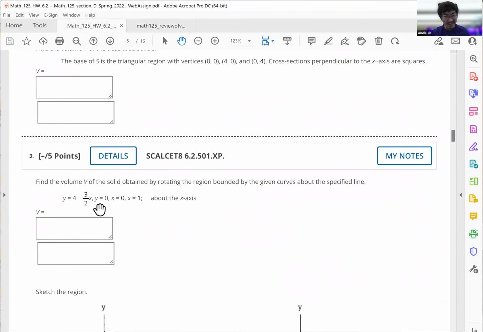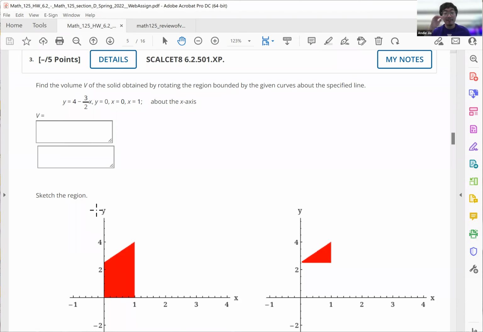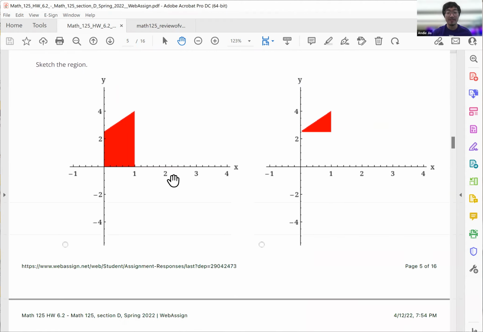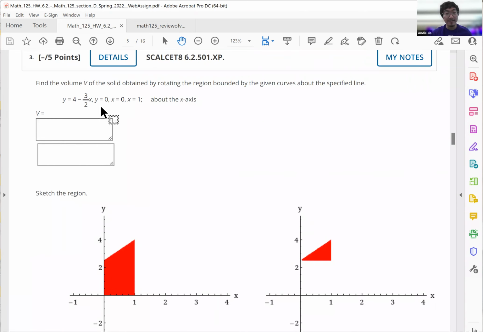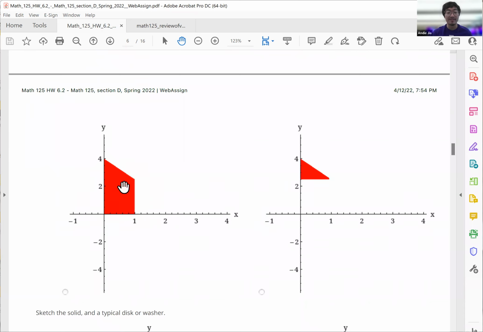For this one, you have the interval given, but now you need to find which curve is above and which is under. Put x equal to 0, and this one is 4. This curve has a decreasing slope, so those two are the outer bounds, and the lower bound is y equals 0. So this is the region.